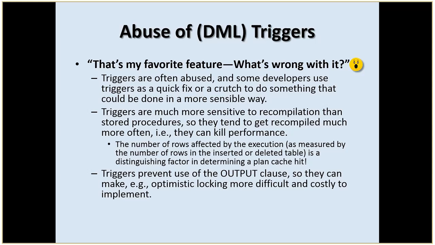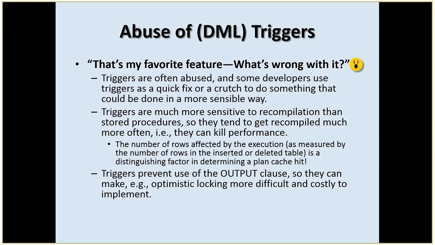So triggers are much more sensitive to recompilation than stored procs, and they can really kill your performance. Most people don't know this, but the number of rows affected by the execution, as measured by the number of rows in the inserted or deleted table in the trigger, is a distinguishing factor in determining a plan cache hit. I know that's read right off the slide, but I mention it because it can really kill your performance. You can get recompilation over and over again in triggers, much more so than in stored procs. So that's one reason to avoid triggers: make them your one-offs and not your 90%, if you know what I mean.